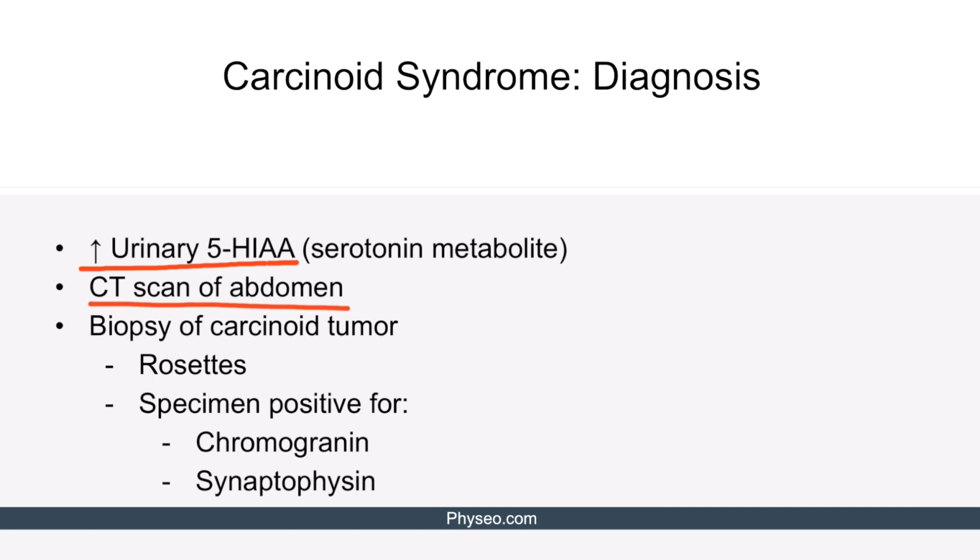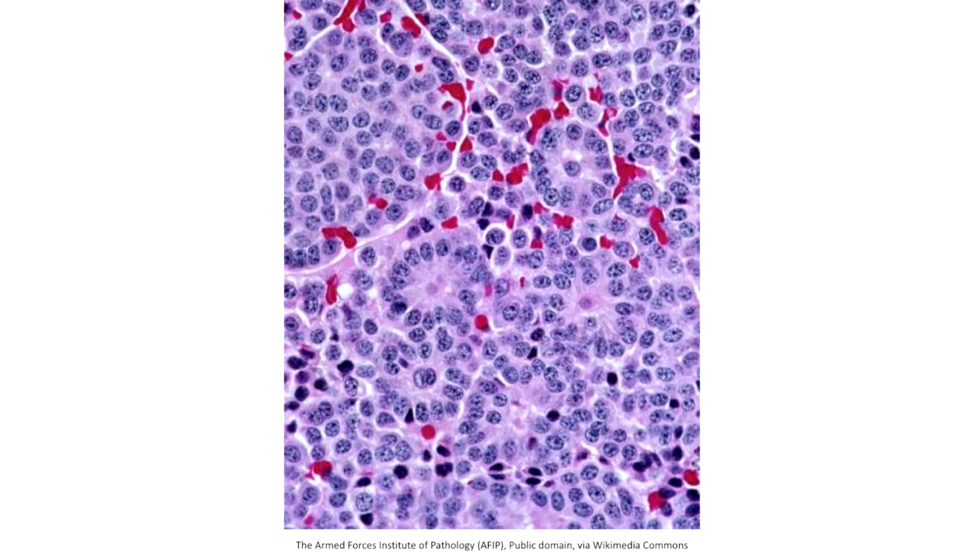CT scan of the abdomen can localize the primary carcinoid tumor. We can also perform a biopsy of the carcinoid tumor. Histological exam of the specimen will reveal rosettes and a positive stain for chromogranin and synaptophysin. Here one can see a biopsy specimen of the carcinoid tumor. One can appreciate these rosettes made up of circular cell arrangement that are characteristic of a carcinoid tumor.